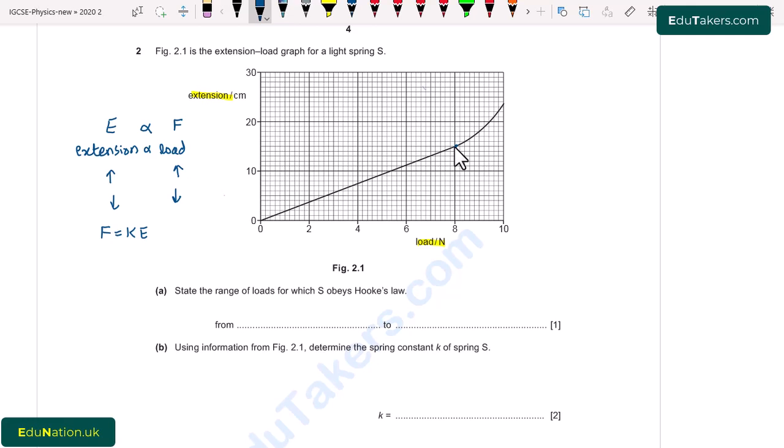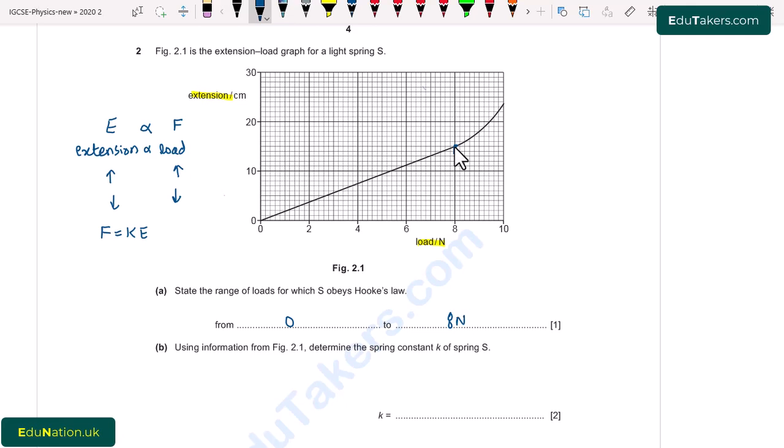Part A. State the range of loads for which S obeys Hooke's law. So we have to tell in which range this graph shows that Hooke's law is obeyed. So we have to see at which point the curve is a straight line, or at which point the load increases with the increase in extension. So from 0 to 8 newton load, the line is straight. So we simply write here that from 0 to 8 newtons.